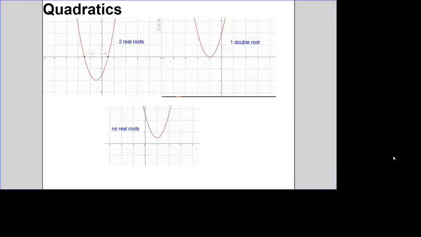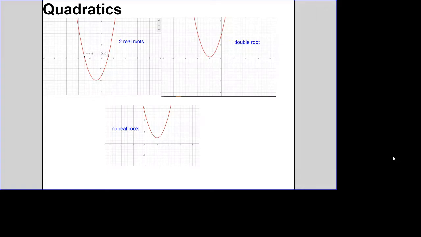Now, when solving quadratics, there's 3 possible things that can happen. The most common is our first graph here where there are 2 places where the graph crosses the x-axis. This is often referred to as having 2 real roots. That means it crosses the x-axis at 2 places. You have 2 answers. So very often with solving quadratics, you should end up with 2 answers. But sometimes that doesn't work out.